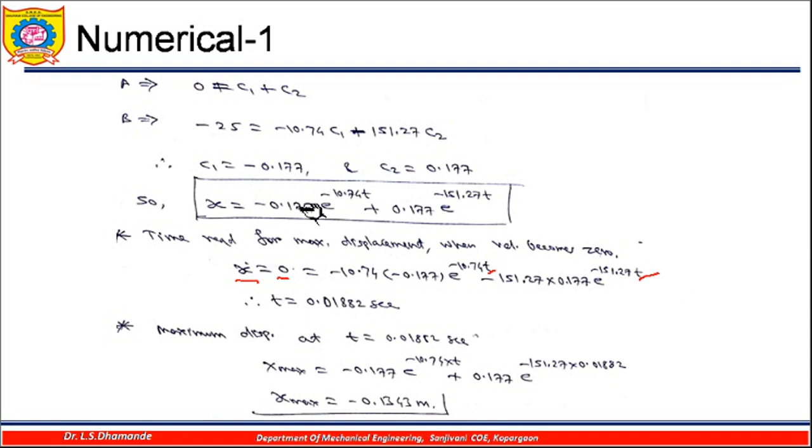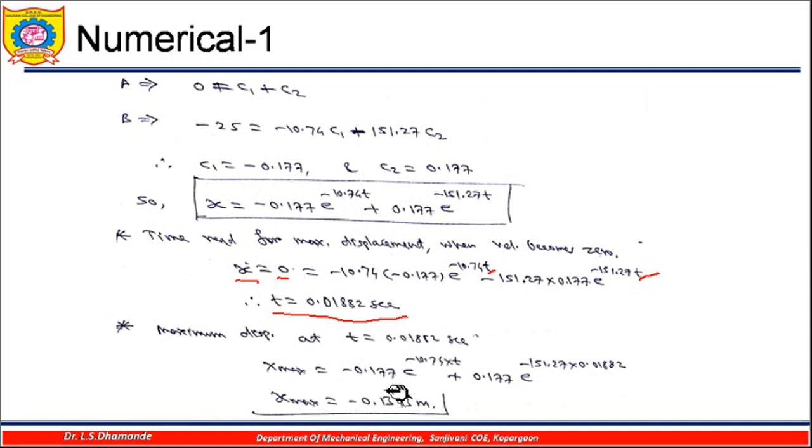So this is the displacement expression. I can get the velocity expression from this, which will be here, and putting this value of velocity as 0, I will get that time is equal to 0.01882 seconds. And if I put this time into the expression of displacement, I will get the maximum displacement at t equal to this particular time.